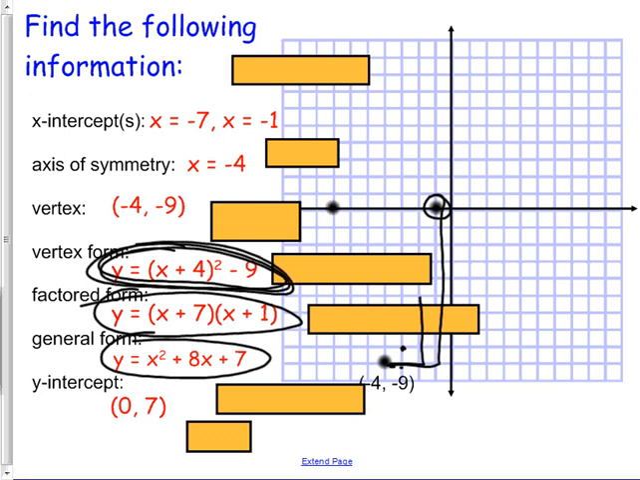So vertex form tells you all the changes to the graph. It tells you to move 4 to the left and down 9, right? This doesn't tell you that. This doesn't tell you that.